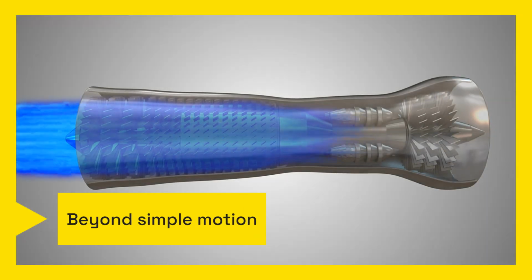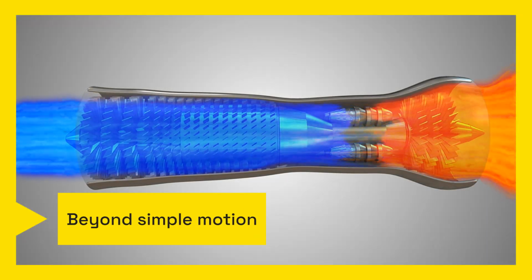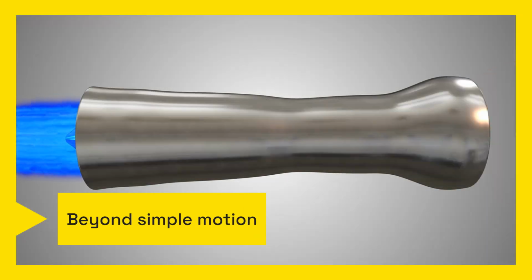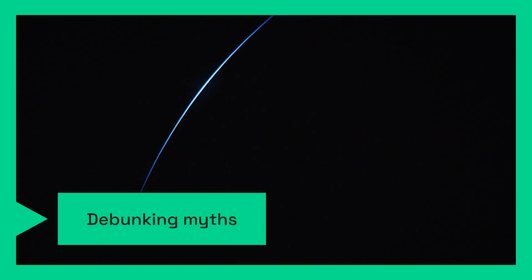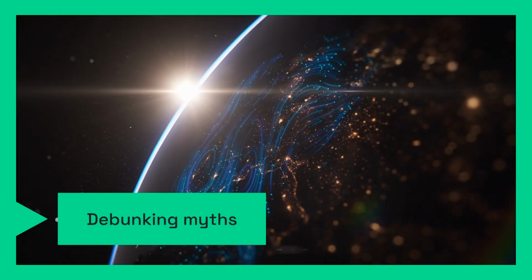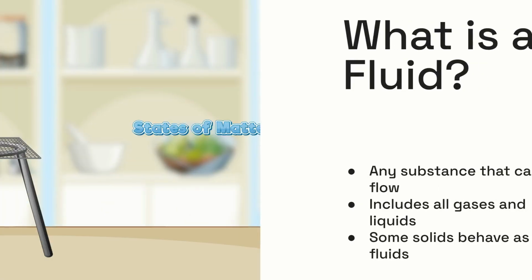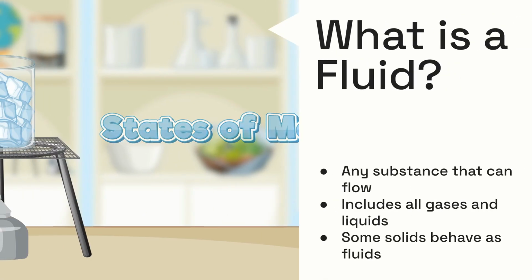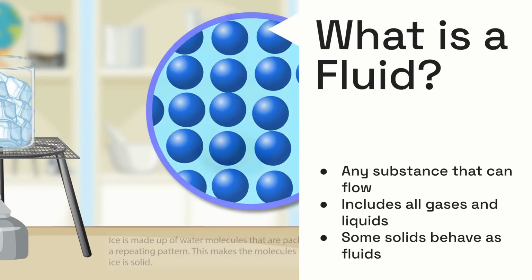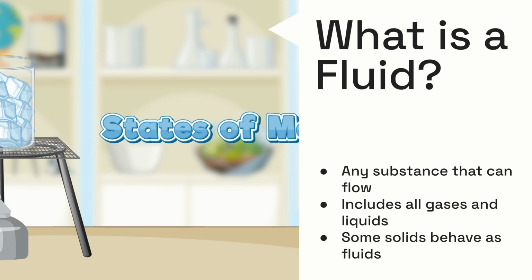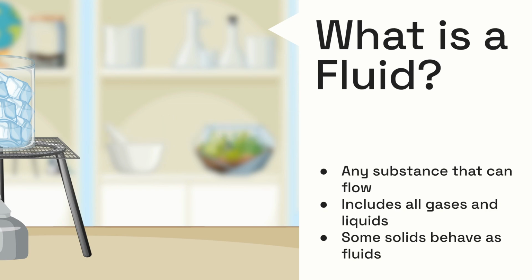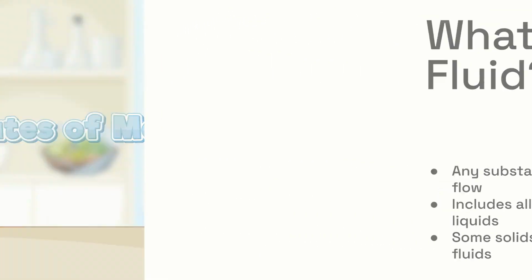To operate as a professional physicist, we must understand the real-world behavior of fluids and their resistance to motion. Today, we'll debunk common urban myths, such as those about falling coins, and explore the complex ways liquids and gases move and resist motion. A fluid is simply defined as any substance that can flow. This includes all gases and liquids. Even some solids, like sand in an hourglass, can exhibit fluid-like behavior under specific conditions.